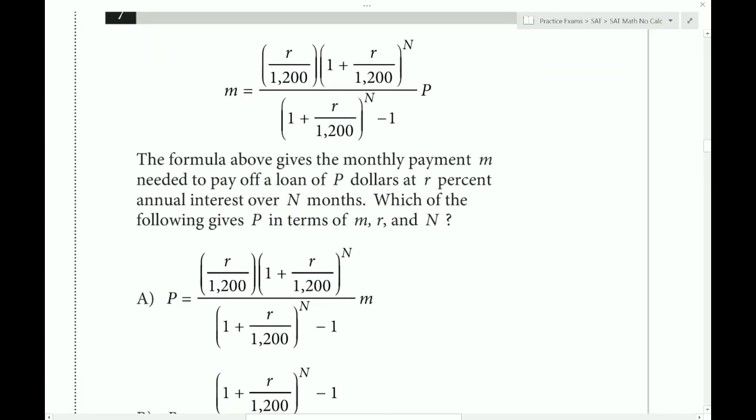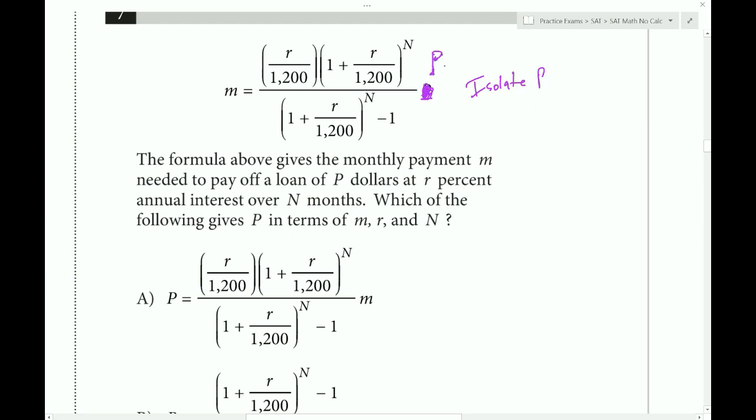Next, question 7. Okay, so this one looks scary, but I promise it's not as bad as it looks. The formula above gives the monthly payment M needed to pay off a loan of P dollars at R% annual interest over N months. Which of the following gives P in terms of M, R, and N? So basically they want you to isolate P. Isolate P. And P is right here. So P, notice, is a factor. And I hate when they put it in the middle here. I'd rather if they put it on the top, where it belongs, right? Because there's no such thing as middle.